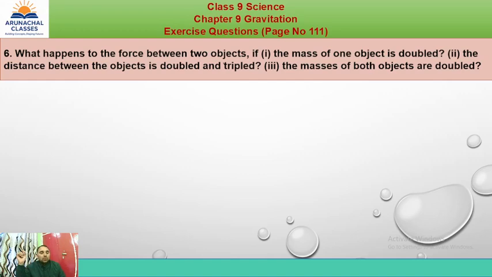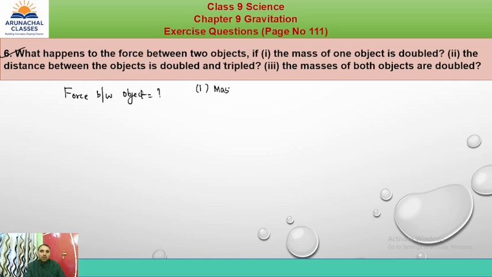Here we are having question number 6 from the exercise on page number 111 of chapter 9, Gravitation. Here we have the question: what happens to the force between two objects, and what conditions will be there? The first part is: if the mass of one object is doubled.